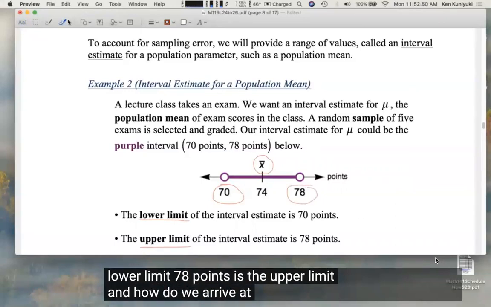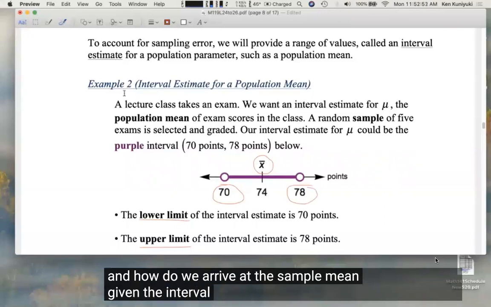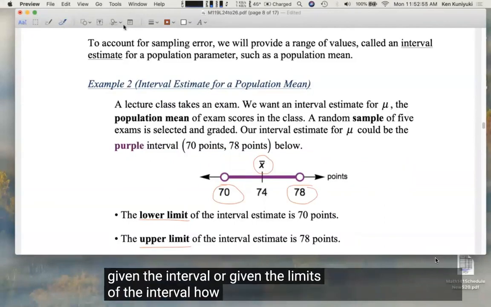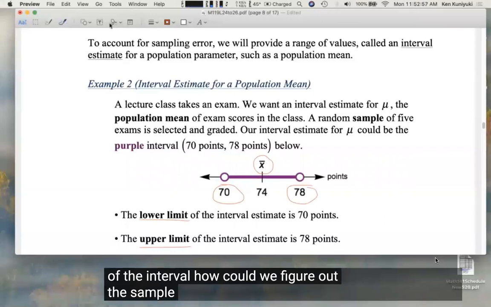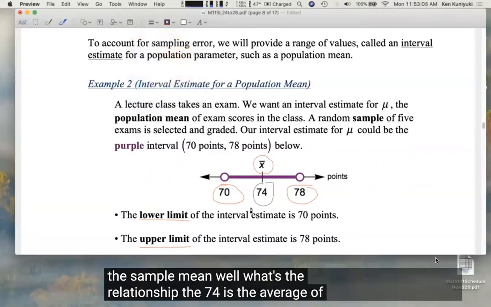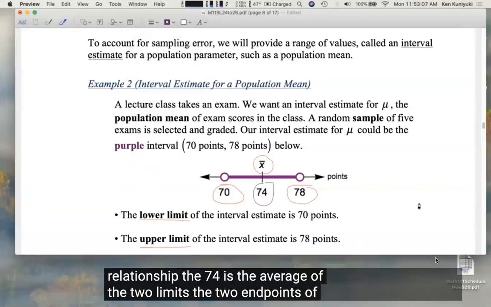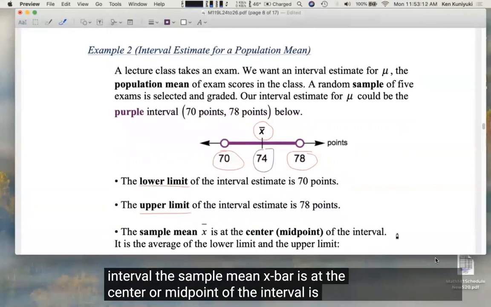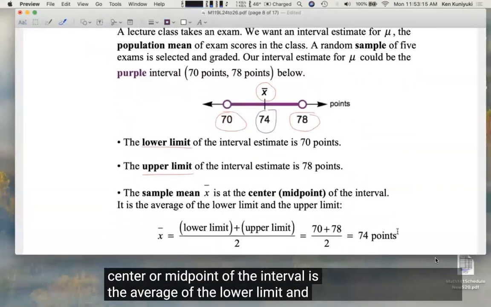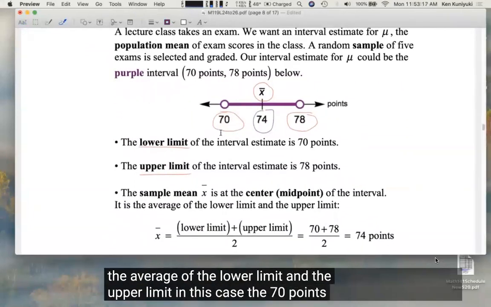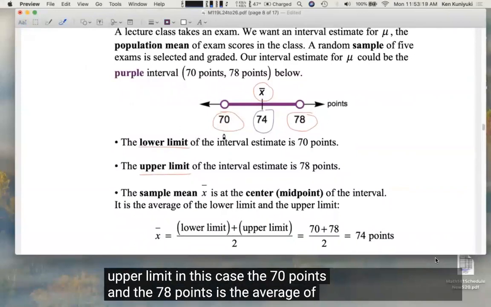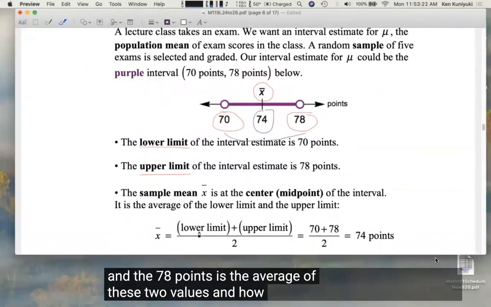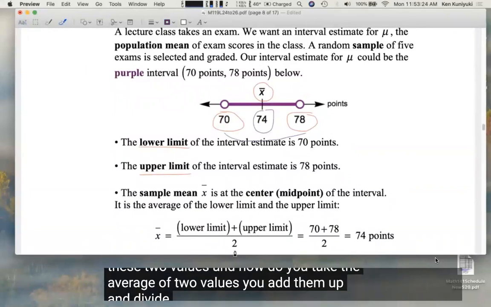And how do we arrive at the sample mean? Given the limits of the interval, how could we figure out the sample mean? Well, what's the relationship? The 74 is the average of the two limits, the two endpoints of the interval. The sample mean, x bar, is at the center or midpoint of the interval. It's the average of the lower limit and the upper limit. In this case, 74 is the average of 70 points and 78 points. And how do you take the average of two values? You add them up and divide by 2.